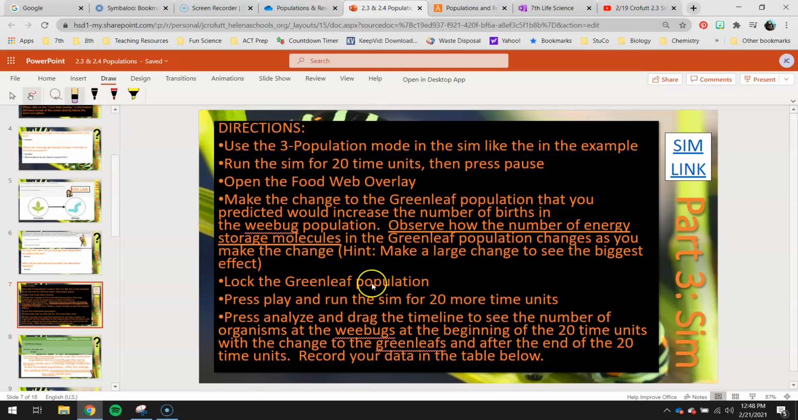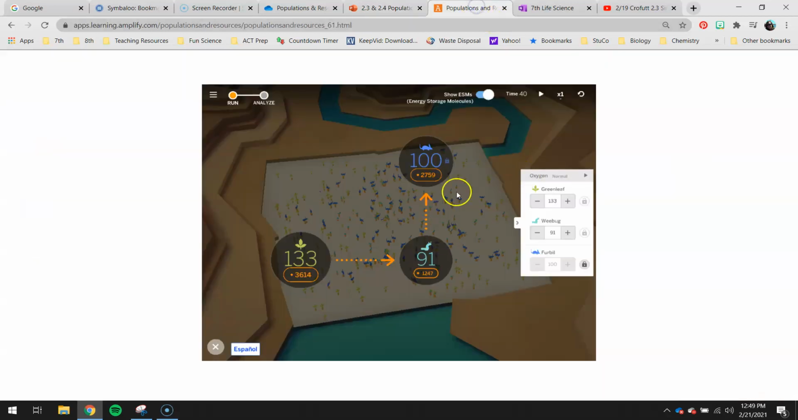Okay, and then you're going to lock that population in place. Press play and run the sim for 20 more time units. Remember, you ran it for 20, you paused it, you made your change to your green leaves, you locked them in place, and then you play it for 20 more time units, and then go back to that graph and analyze and drag your timeline to see where you were at.